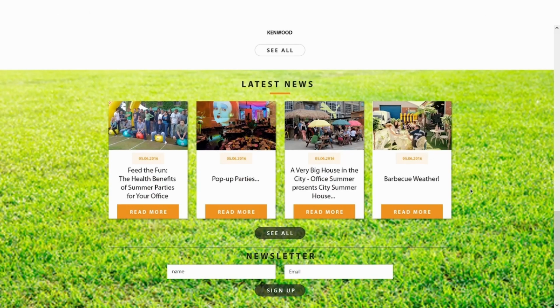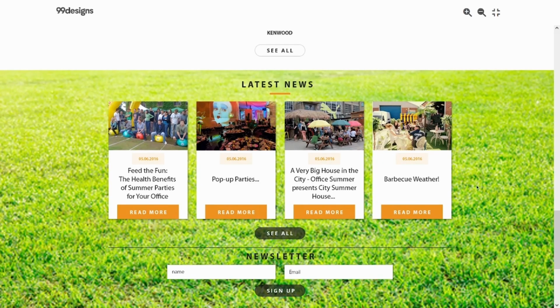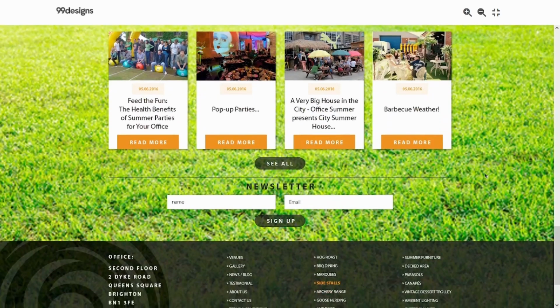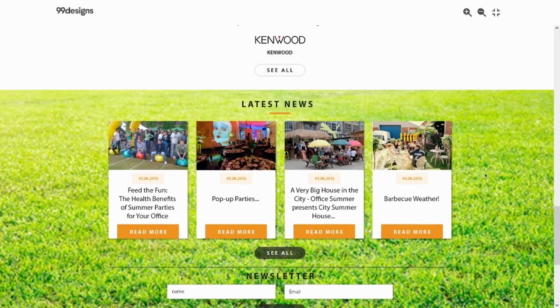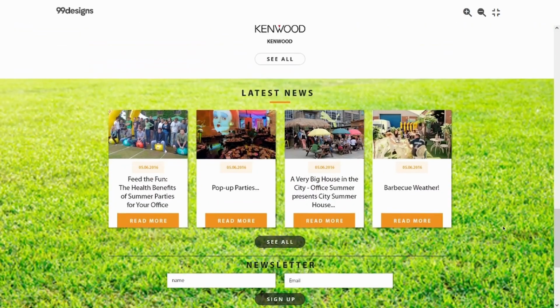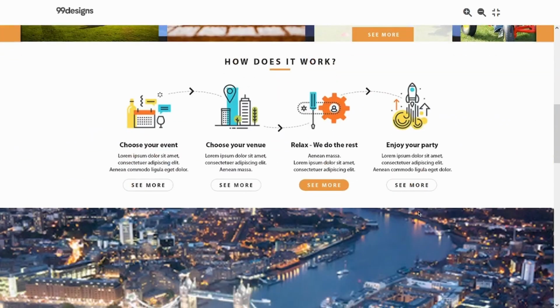Latest news. That's a bad background. I'm less worried about the background. I mean, it's not helpful. It's not helping. I would make this orange to fit the theme, and keep this white card, give it a little bit more padding, and then have these buttons the same as these ones.